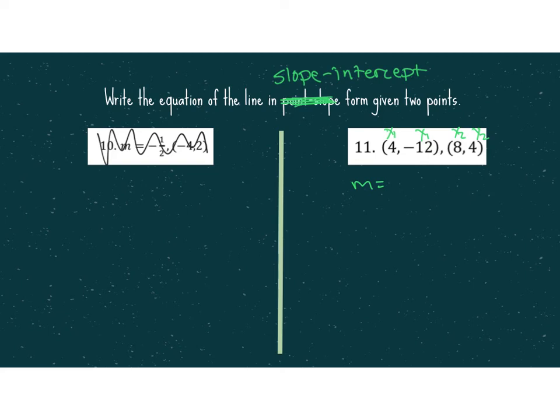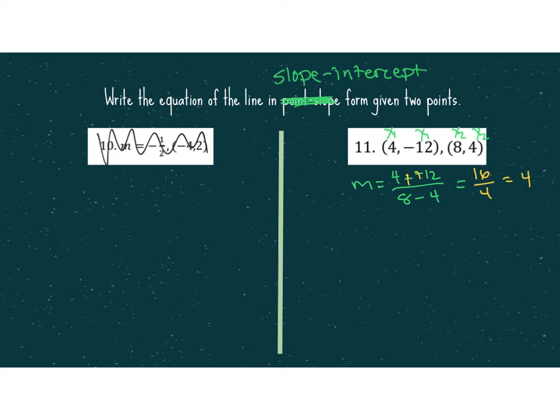All right, so I'm going to find my slope first. So I'm going to take my change in y, 4 minus negative 12, over my change in x, 8 minus 4. So that means I have 4 plus 12, which is 16, and 8 minus 4, which is 4. 16 divided by 4 is 4. So there's my slope. Slope is 4.